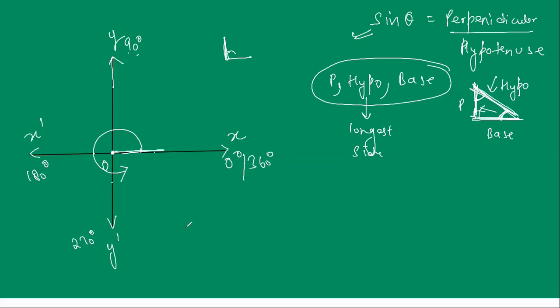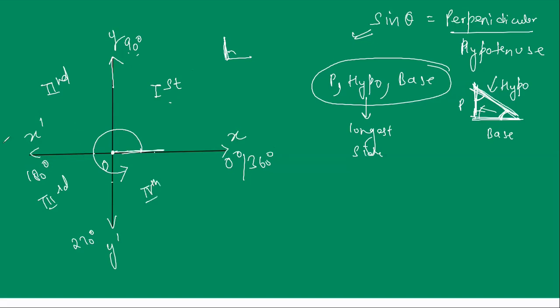Now let's talk about the quadrants. This is the first quadrant because we are moving anti-clockwise, from 0 to 90. 90 to 180 is the second quadrant. 180 to 270 is the third quadrant, and 270 degrees to 360 degrees is the fourth quadrant.